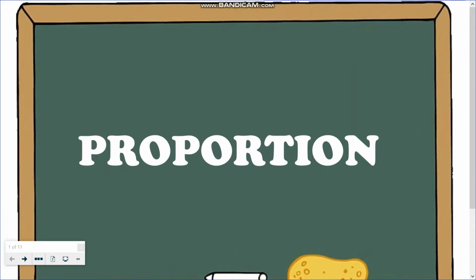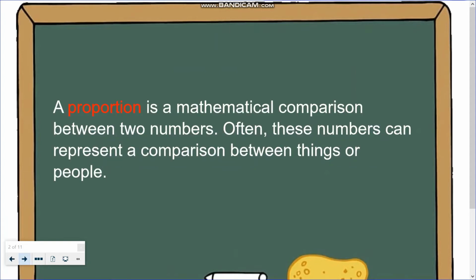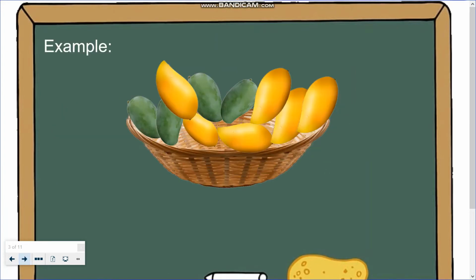Today we're going to learn about proportion. What do we mean by proportion? A proportion is a mathematical comparison between two numbers. Often these numbers can represent a comparison between things or people. Let's take a look at the following example.